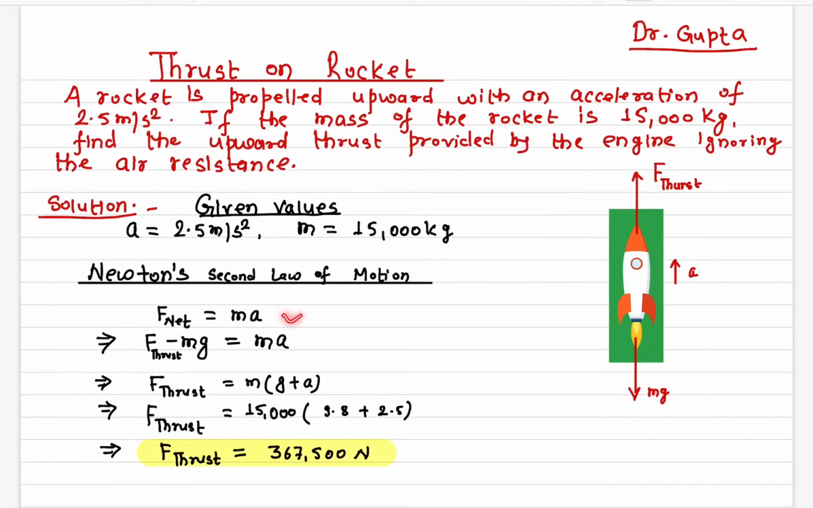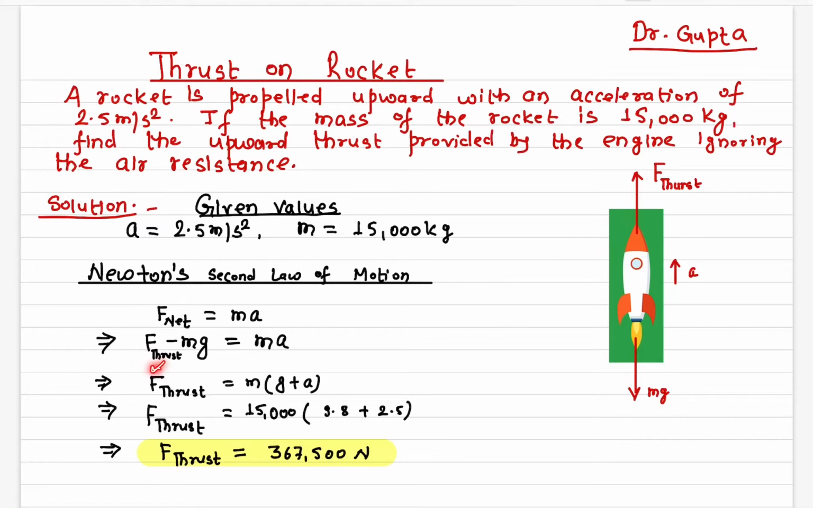So we know that Newton's second law of motion is F is equal to ma. Here F is the net force, or the sum of all the forces in one direction. This is equal to ma. And what is the net force now? As the system is moving up, the net force is F thrust minus mg. That's the net force, because these two forces are acting opposite. This is in the positive y-axis and this is in the negative y-axis. So these two forces are opposite. So F thrust minus mg.